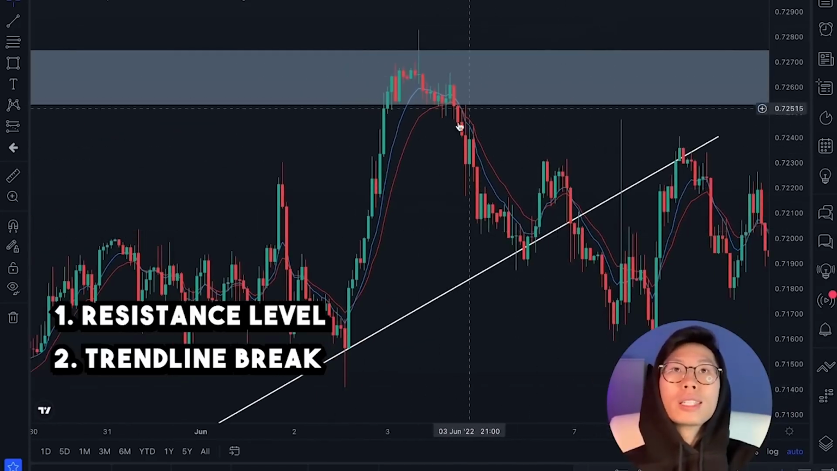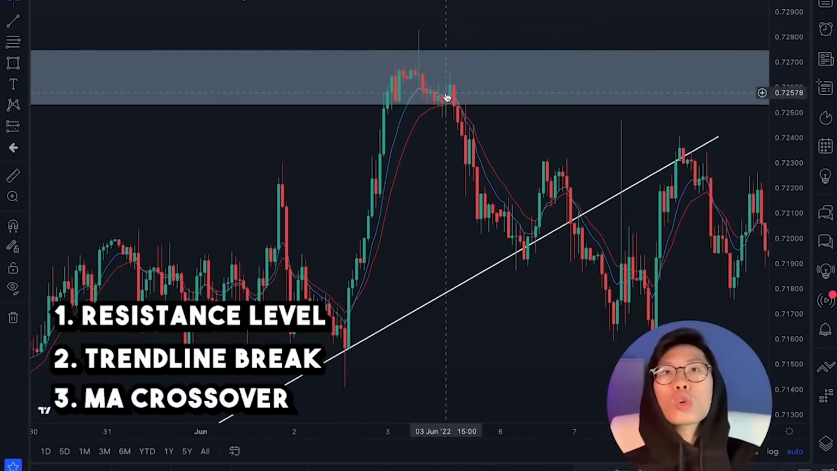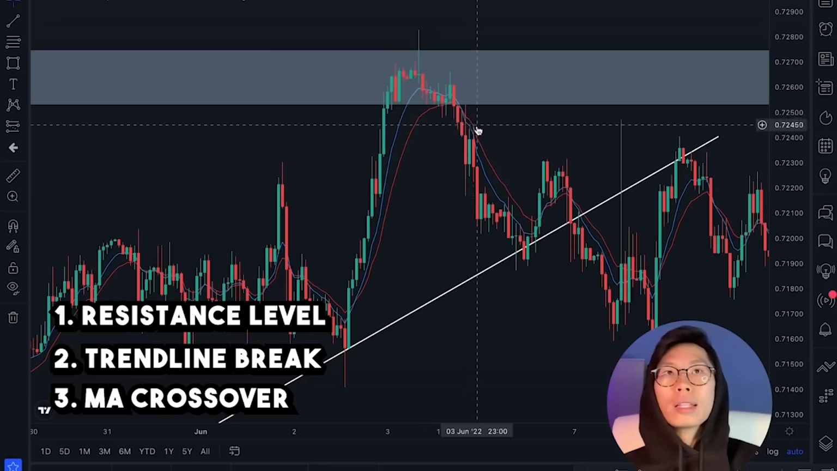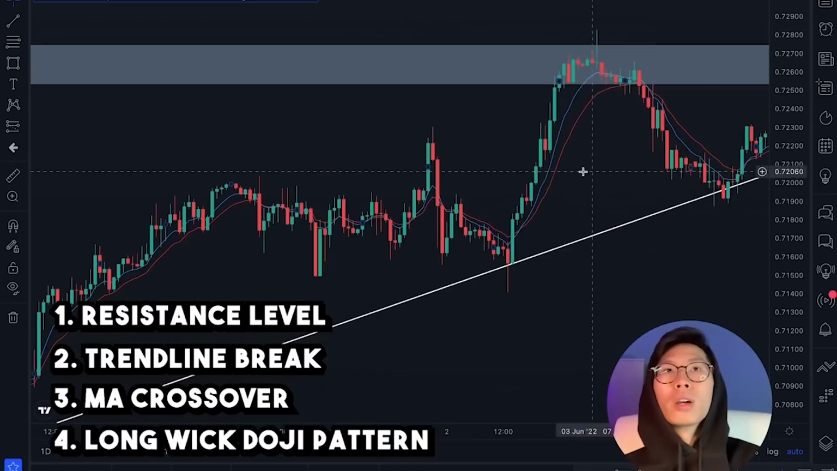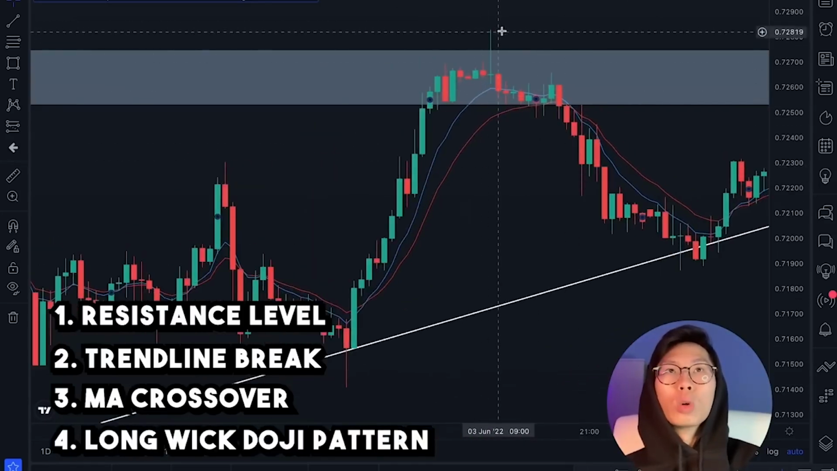You can see right here, this is when the red line has crossed over the blue line. The red line is now above the blue line. So these are your 3 confluences. The fourth confluence could be this long wick doji right here. You can see this super long wick doji being formed.